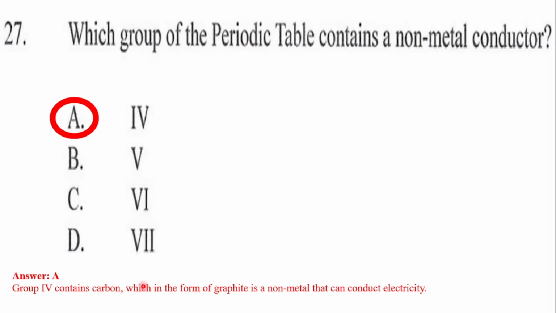Now, if we have carbon in the form of graphite, that is a non-metal that can conduct electricity. So again, group 4 contains carbon, which in the form of graphite is a non-metal that can conduct electricity. So the correct answer is definitely going to be A, group 4.